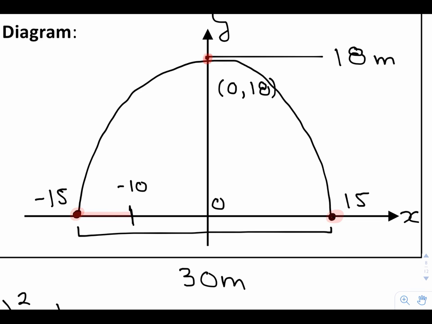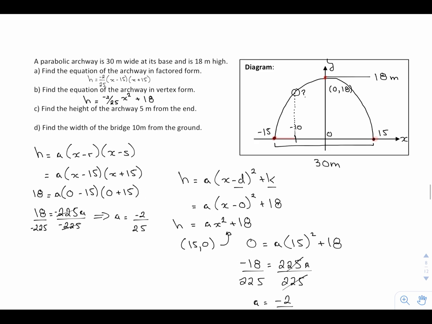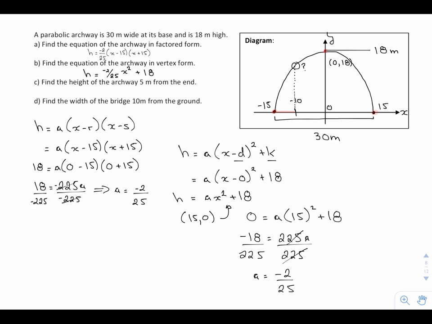So what I want to find out is, what is the height? In other words, if I were to look straight up from the ground to my arch, what is this going to be? To figure that out, I can quite simply just take my value of negative 10, plug it into any one of the two equations, and solve. So let's take that negative 10 and substitute it into, let's take the vertex equation, so the one from part B.